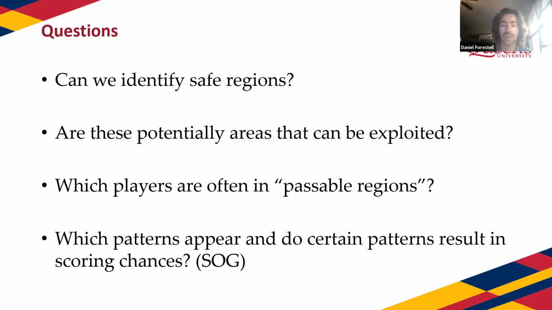And then finally, we wanted to exploit the geometry as well and look at the patterns, see which patterns appear and see if we can associate those patterns with certain results later in the game. So for example, one thing we tried to look at was shots on goal and scoring chances, because as we know, there's not a lot of scoring in soccer. So oftentimes shots are the better indicator because they happen more often. So we tried associating these different patterns that we see in the passable regions to the shots on goal and other classical stats throughout the game.